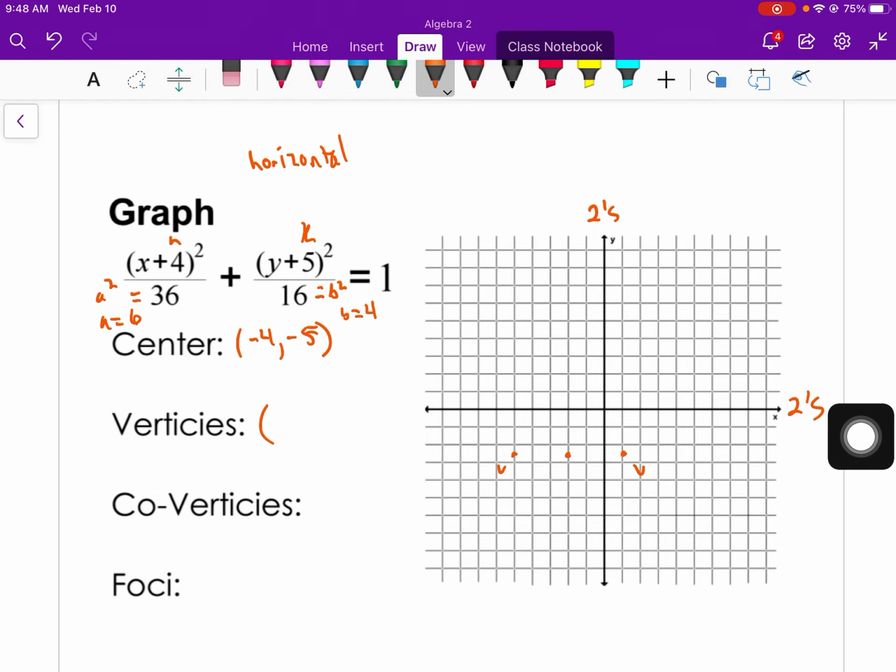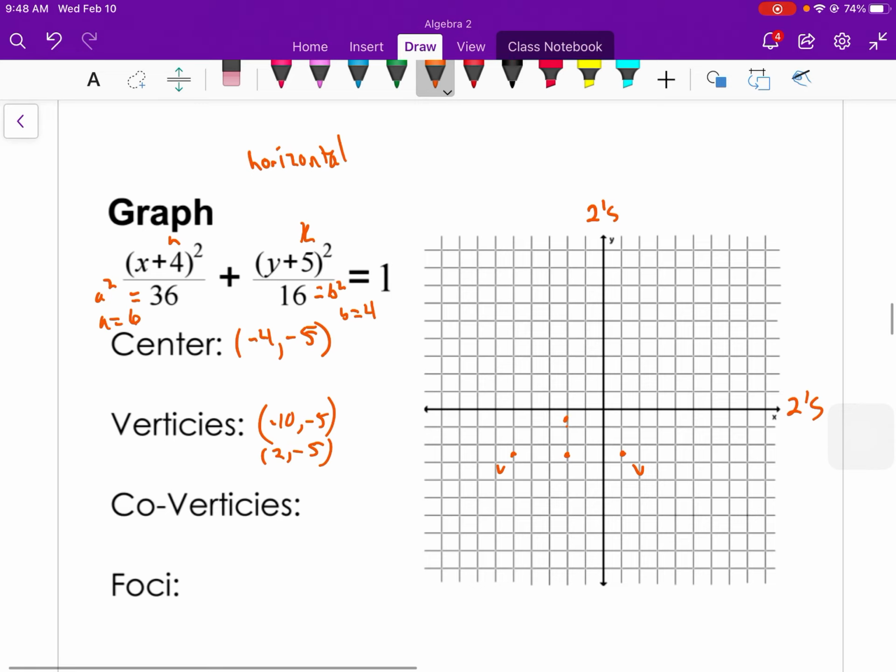Those points then will be plus or minus 6 from -4. So -4 minus 6 would be -10, -5. And then our other point would be plus 6, so we'd have 2, -5. And you can see those points on the graph as well. Now from the center, for our co-vertices, we're going to go plus or minus 4 vertically. So 2, 4, 2, 4. These are our co-vertices. Now we can draw our ellipse.